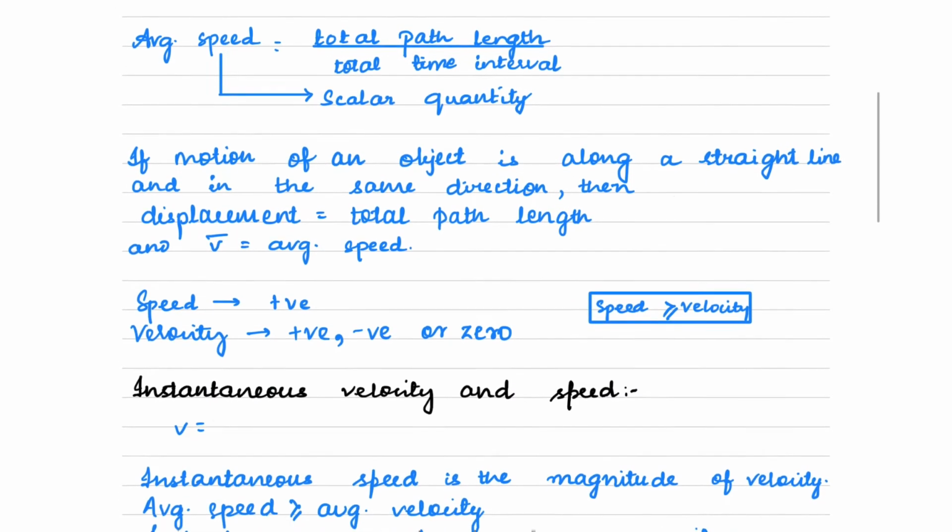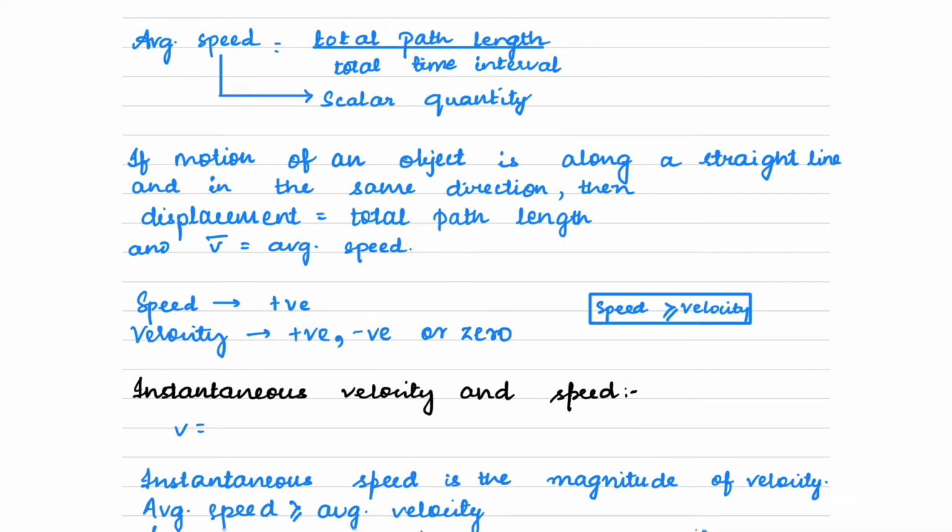Now let us discuss average speed. Average velocity is equal to displacement by time taken, and average speed is equal to the total path length divided by the time taken. It is a scalar quantity. It requires only magnitude for its specification. It has no direction at all.